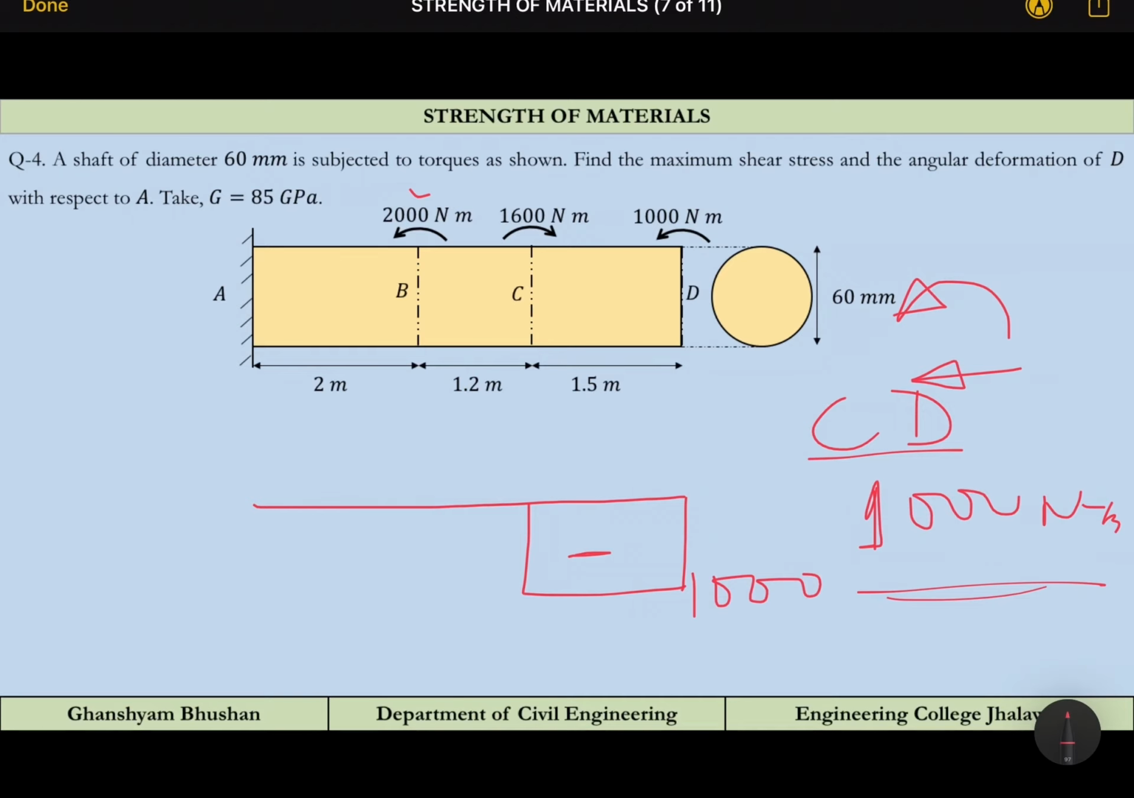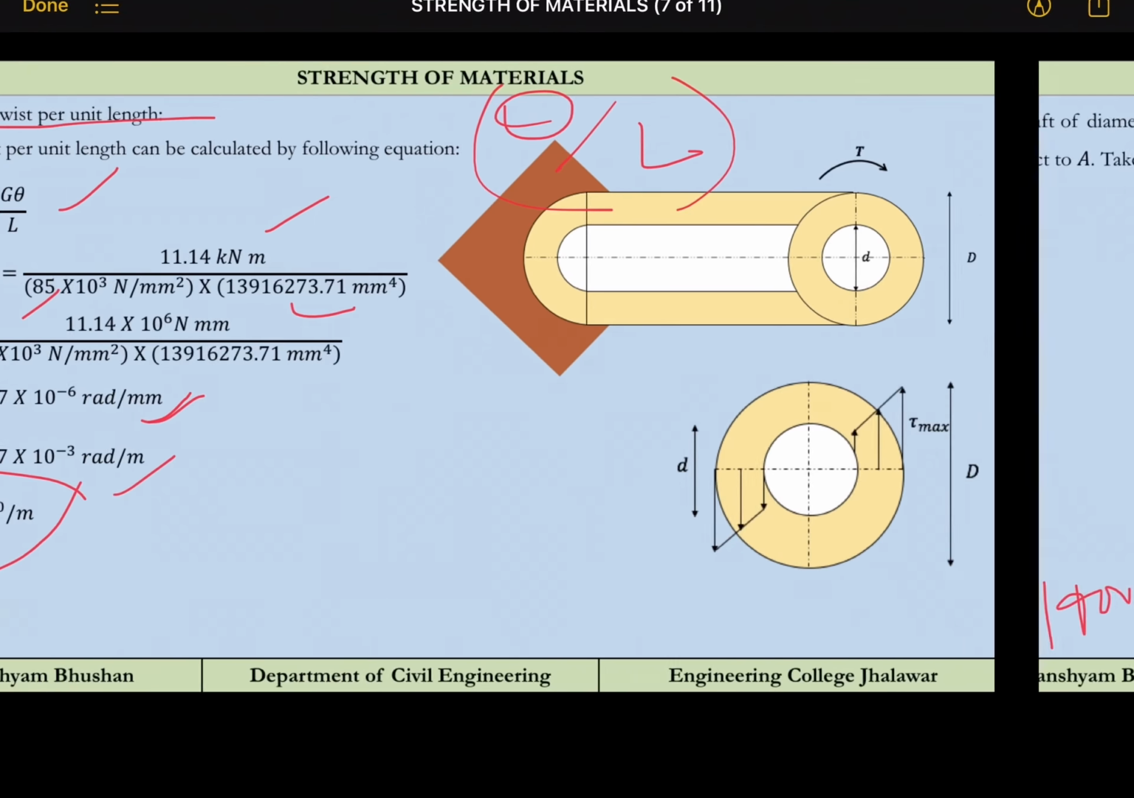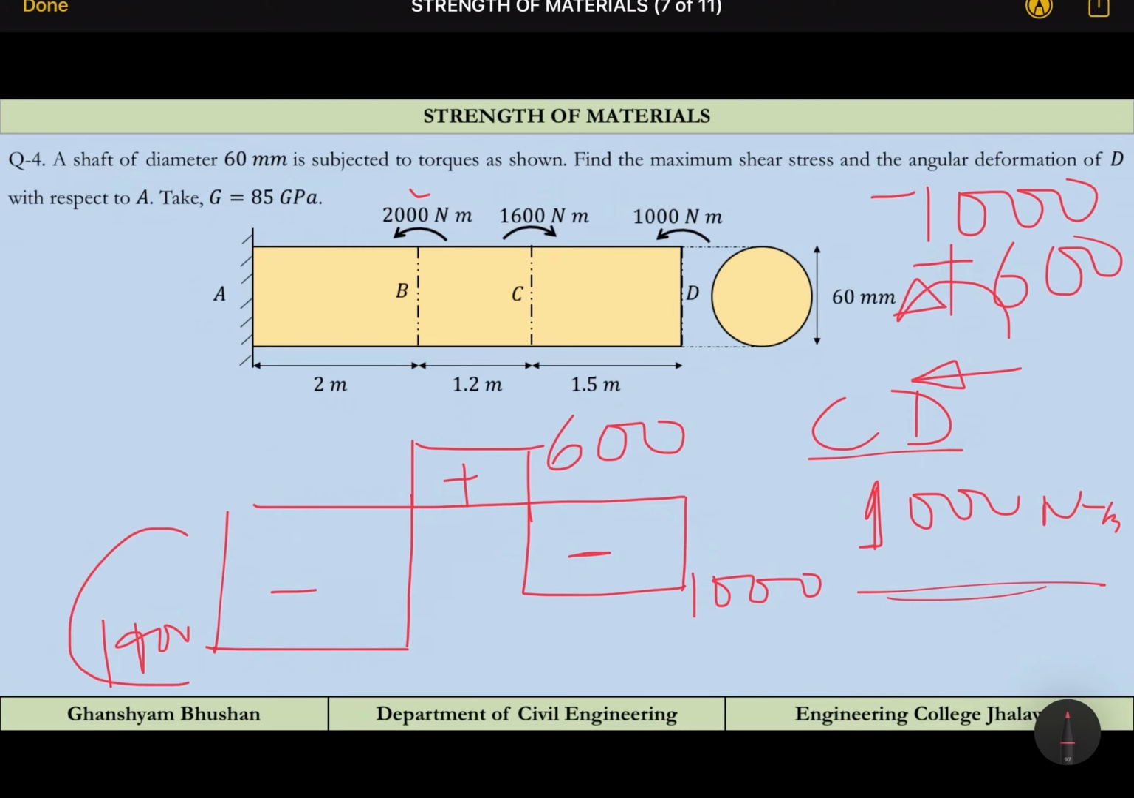Now take the section in between BC. Here the 1000 is minus 1000. Now we have to check whether 1600 is positive or negative. Again move the fingers in the direction of torque. The thumb is away from the section, that means it is positive. So it will be plus 600. Now in section AB, this 2000 will be minus, because it is in the direction of the 1000. So here it will be minus 1400. In this way you can draw it.